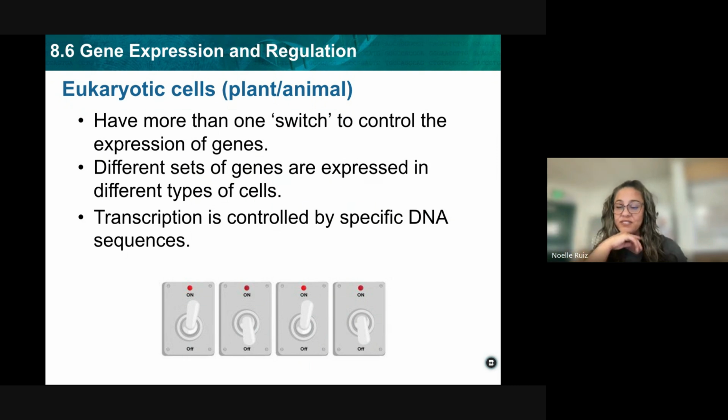Different sets of genes are expressed in different types of cells because sometimes they're flipped on and other ones are flipped off. And then transcription is controlled by those specific DNA sequences. There's a lot more detail to this that I actually go over in my college class, but for now, genes have switches. They can be turned on and off. Not all 3 billion base pairs get expressed at the same time. We only express those genes that we actually need, or else it's a waste of our energy.